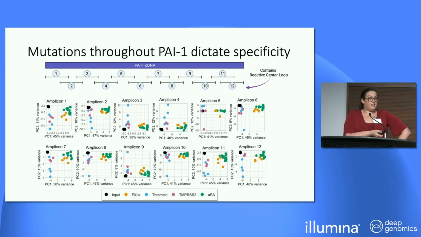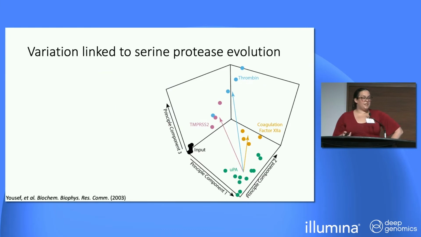And so the final question that we've been looking at with this data is, how far from the variants that inhibit uPA are the variants that inhibit these new target proteases? And so you can see here, the uPA in this three-dimensional PCA plot is shown in green, and then factor 12A is the least different, whereas TMPRSS2 and thrombin seem to have moved the farthest away in their variant profiles.